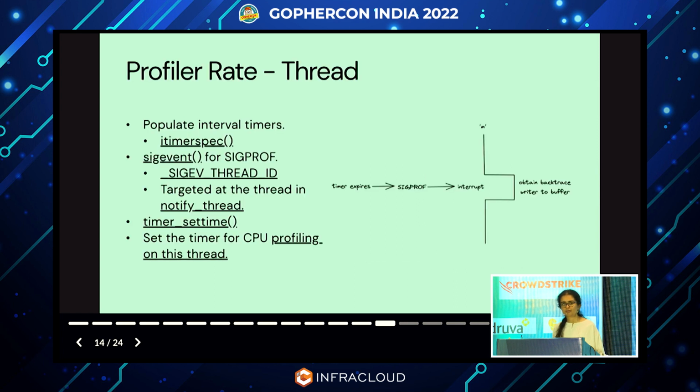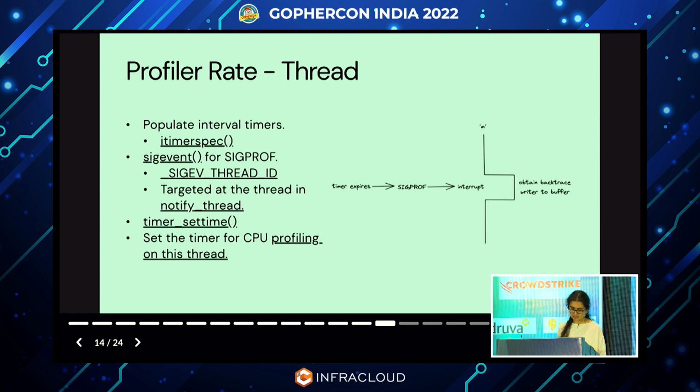Now only if profiling is meant to be enabled do we venture into setting the thread profiling rate, part 2 of setting the profiling rate. First, we get M, the existing OS thread, and any existing timers are deleted. And again, interval timers are populated with intervals and values based on the frequency.